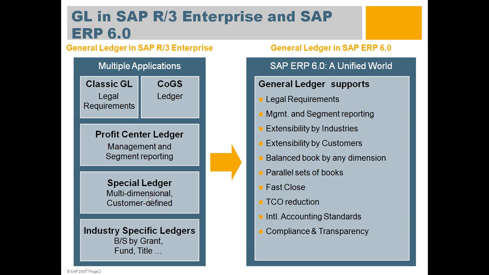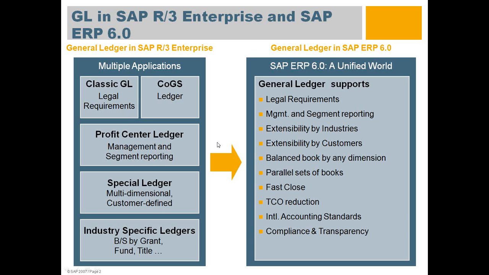In SAP R3 there are multiple ledgers. There is your classic GL, which is like basic debits and balances for all the general ledgers. And there's a cost of goods sold ledger, and there's a profit center ledger, and there is a special purpose ledger. Special purpose ledger is a custom defined ledger, where they create multi-dimensional special ledgers where data from multiple systems go into the special ledger for reporting purposes. There are also other ledgers called funds management ledgers and grant ledgers and things like that.